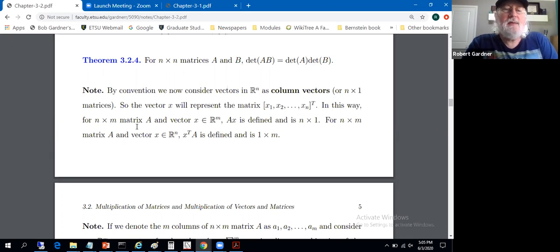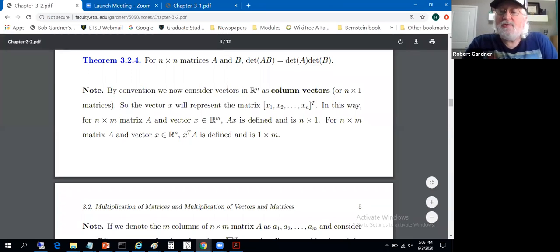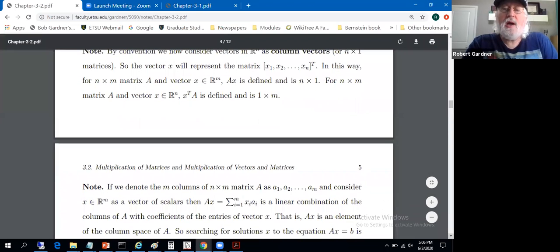So if we take n by m matrix A and a vector x from Rn, then Ax is defined. This is a column vector, it's n by 1. So if we've taken n by m matrix A and x is from Rm, then we'd have an m by 1 matrix here, and the dimensions line up. The second dimension of A is the same as the first dimension of x, so this is defined. And those type of products are of particular interest.